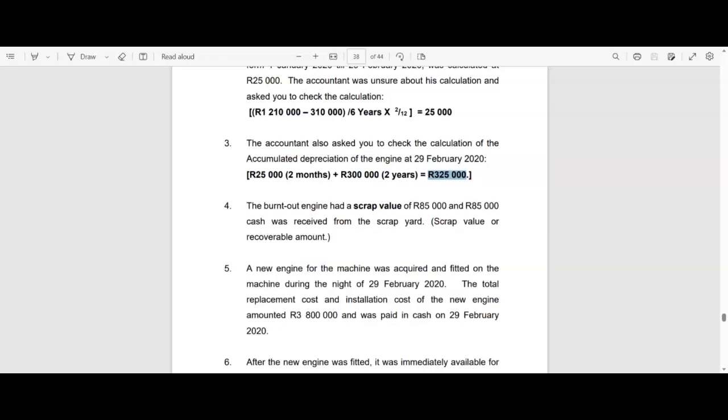If you look at the information on the screen, what do we regard as our recoverable amount? Remember, the recoverable amount we mentioned the other day is either its value in use or its fair value less cost to sell. In this case, it has no further value in use for us, but we have a fair value that we can sell it for.